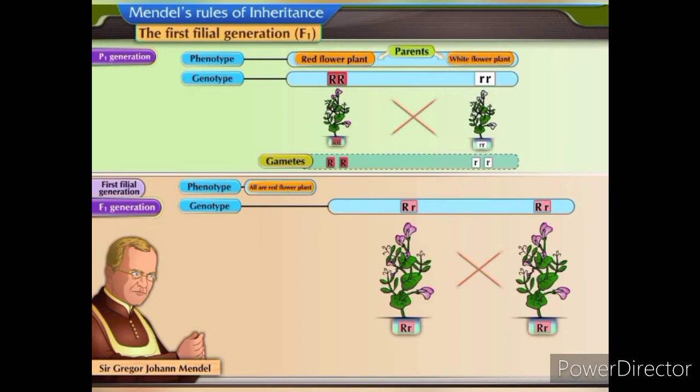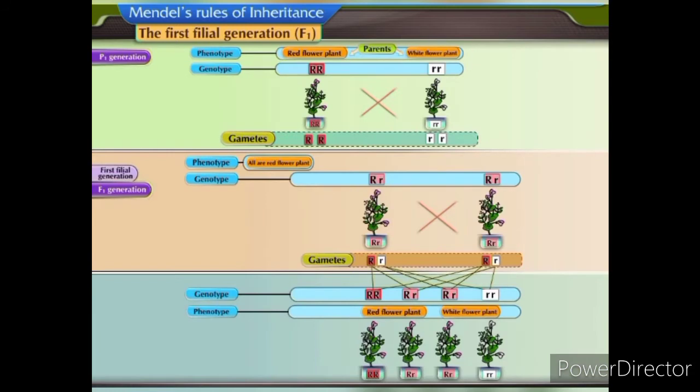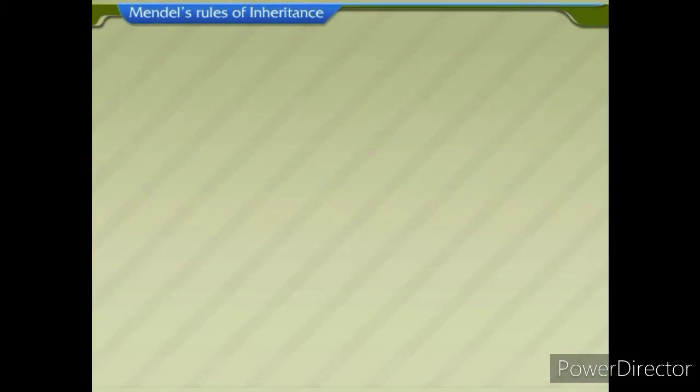These F1 hybrid plants during gamete formation produced two different gametes, namely capital R and small r. He crossed the plants among themselves or carried out self-pollination, that is, capital R small r crossed with capital R small r. This resulted in a successively new generation different from the previous one, which is called the second filial generation or F2 generation. The second filial generation, F2.